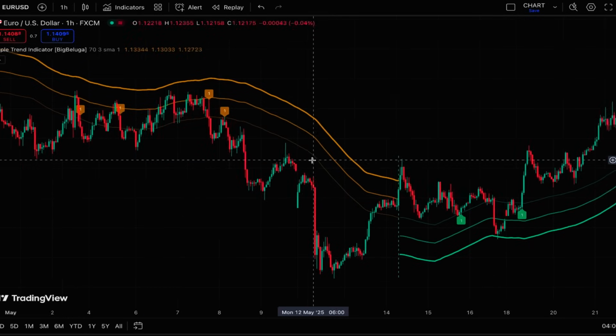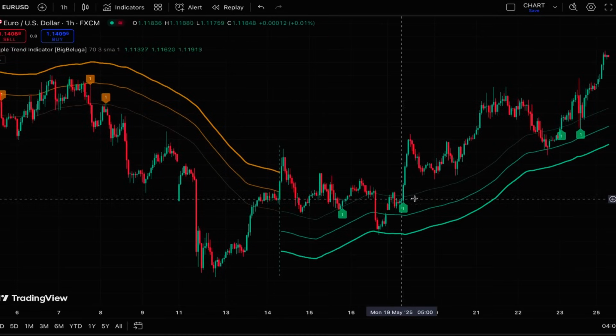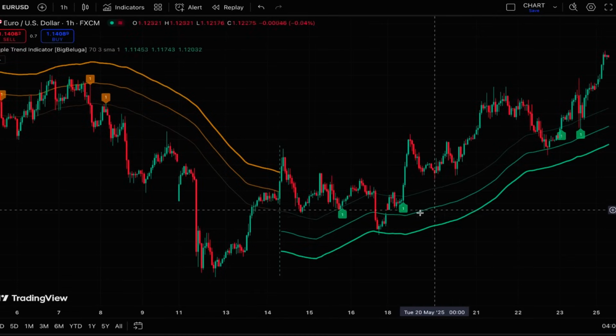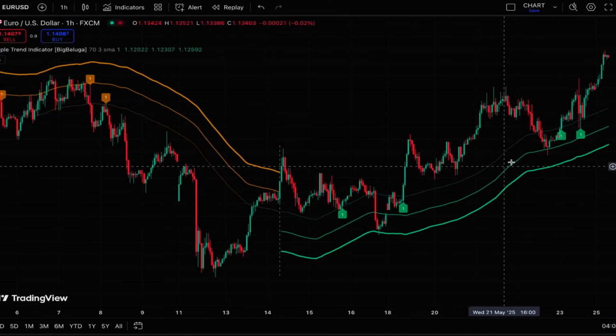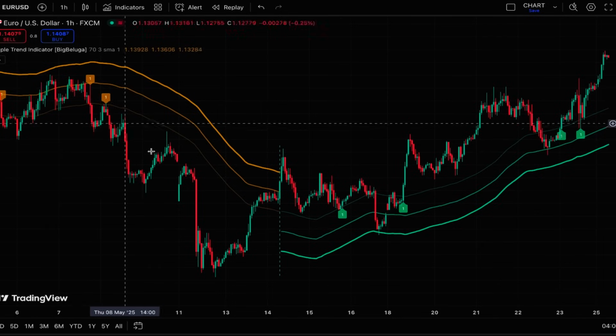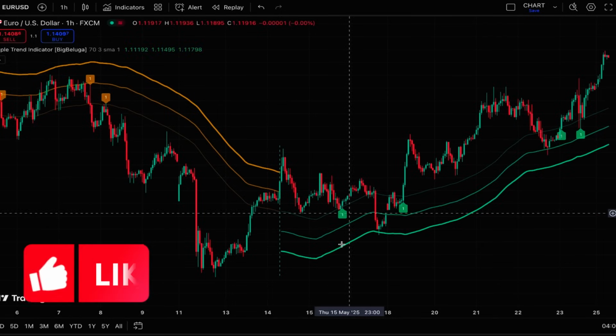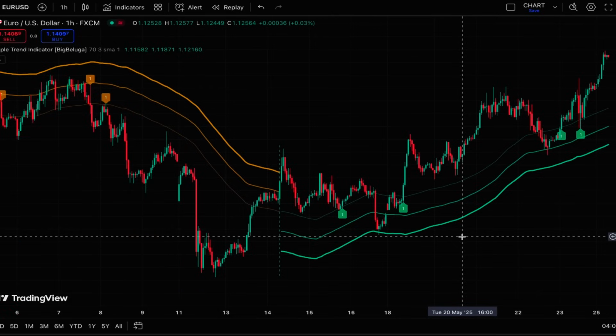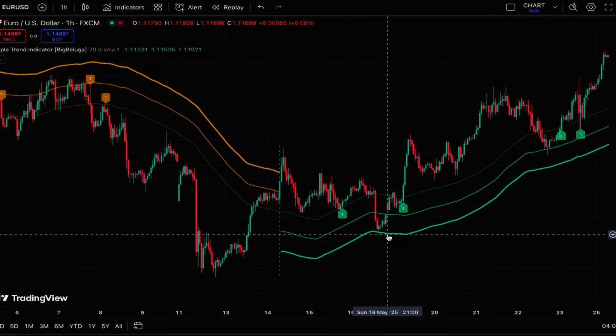As you can see, the indicator also generates buy-sell signals, and they are generated in the pullbacks and they are shown by the help of these labels. The green labels are buy signals in an uptrend and the orange labels are sell signals in a downtrend. These signals are generated when the price touches the bands and turns back. Depending on which band is touched by the price, there are different types of signals.